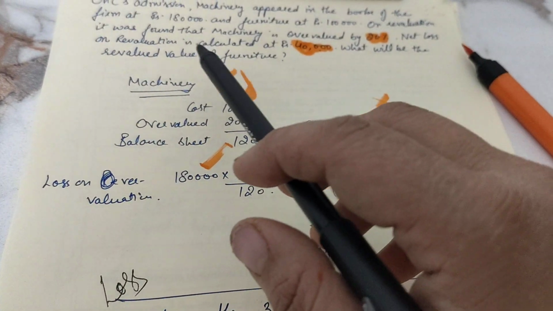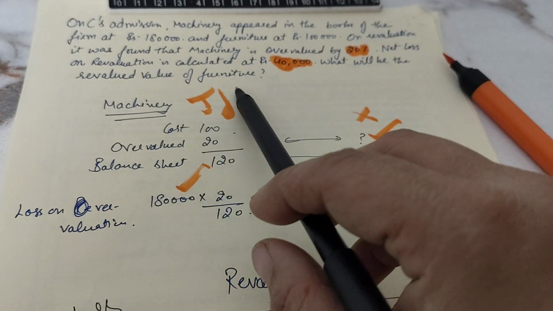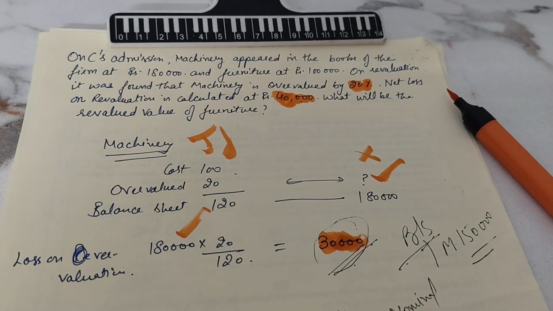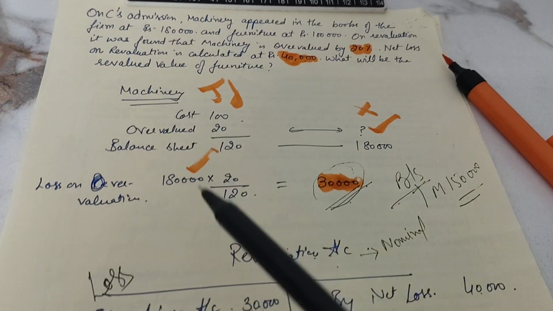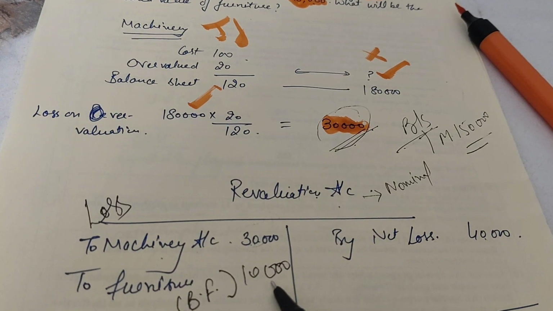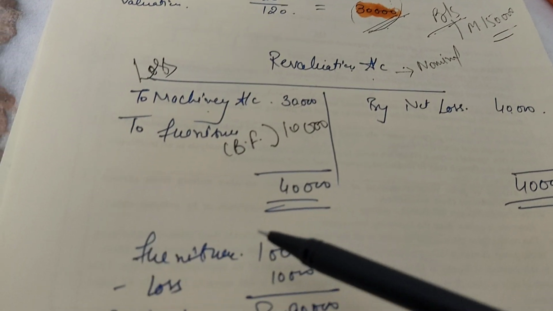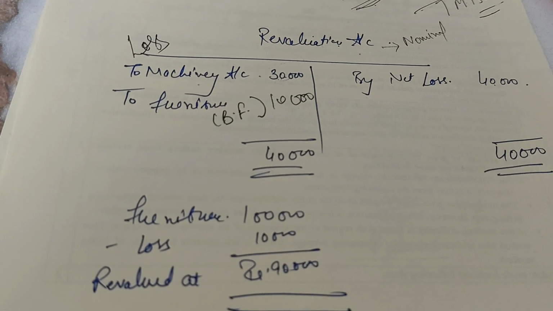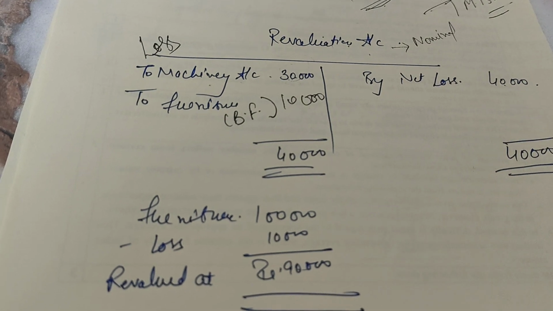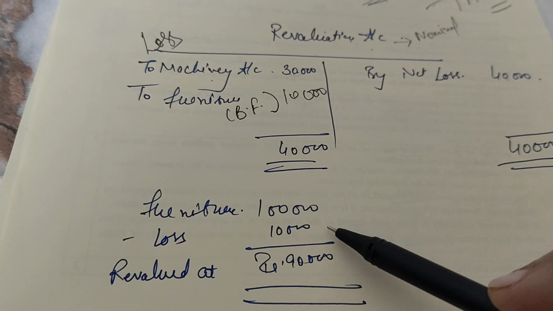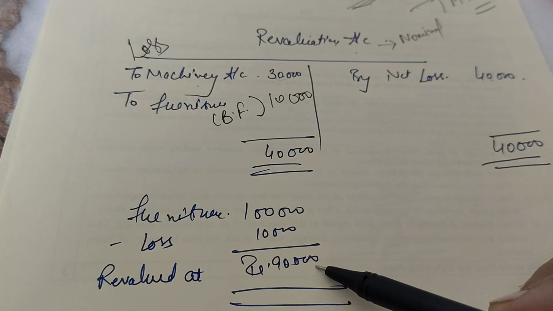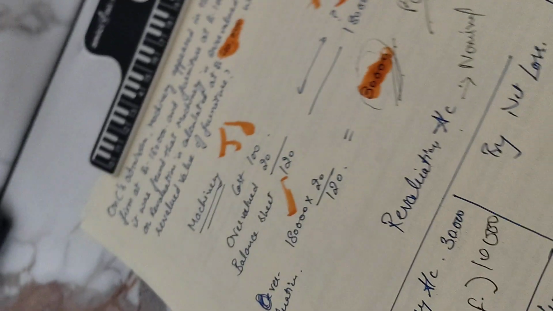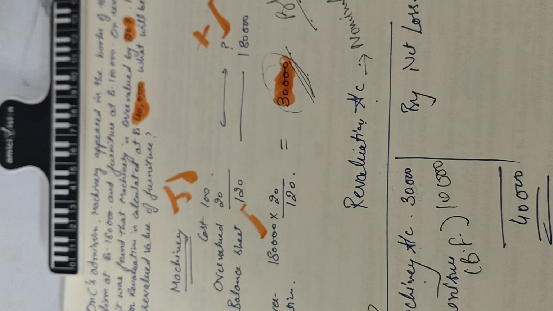So in the question I am asked, what is the revalued value of furniture? The furniture in the books was at rupees 1 lakh, and now there is a loss at the time of revaluation of 10,000. So what is the actual value that we should take now? The furniture which was rupees 1 lakh, with a loss on revaluation of 10,000, should be revalued at 90,000. So this is the question which we discussed, a special case of revaluation account.